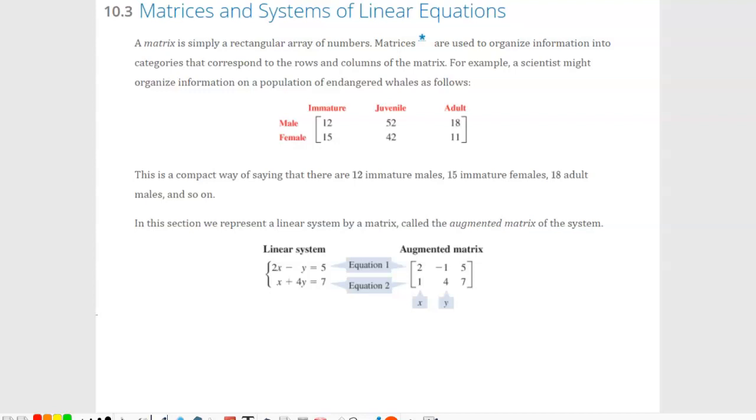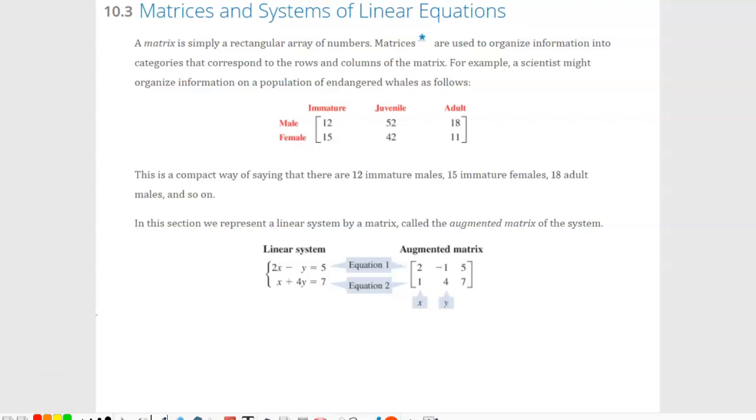This is 10.3, matrices and a system of linear equations. We just got done doing two lessons on a system of linear equations. Let's talk about matrices. We kind of touched on this last semester, but a matrix is basically a simple way to focus on just the numeric values of the system.